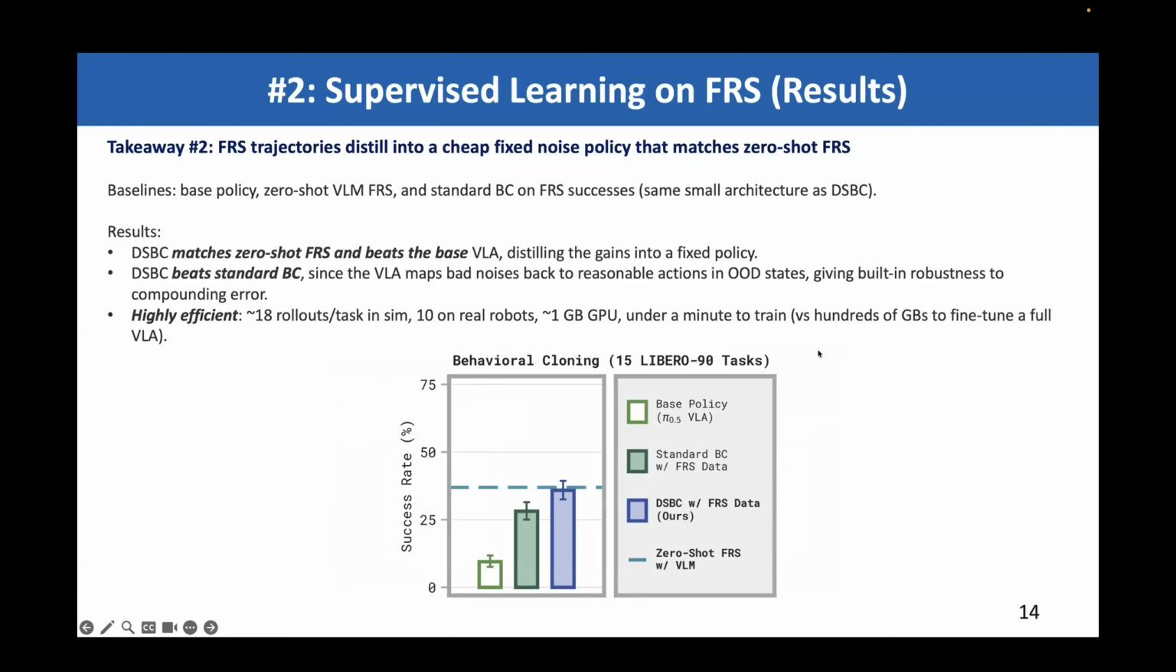But when you actually compare quantitatively, at the very least, the diffusion steering via behavior cloning actually somewhat matches the zero-shot FRS, showing that this distillation works pretty well, and actually already beats the base VLA, which is also what we want here for the policy. And it's also highly efficient because you only need a small sample of rollouts to train this small noise policy. And then also it's under 1 minute to train with just 1 gigabyte of GPU.